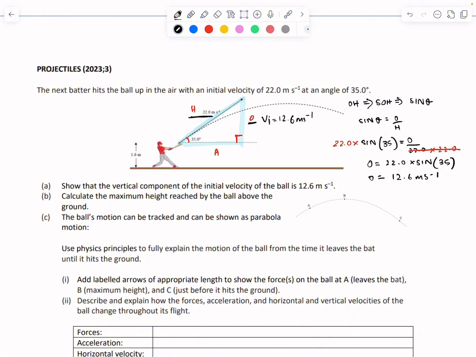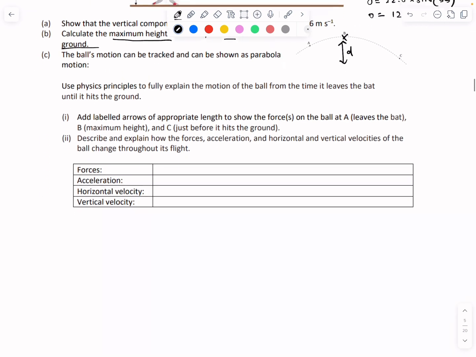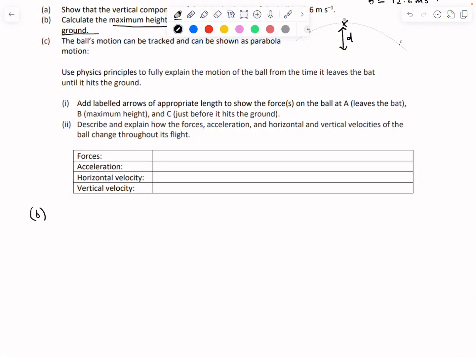B, calculate the maximum height reached by the ball above the ground. Okay, so the maximum height from the ground is essentially a distance value in the vertical plane. This is what we want to figure out. How do we do that? Well, the first thing that you should consider is drawing a table, okay? I know it can seem a little bit tedious or unnecessary, but it just clarifies your working a little bit.